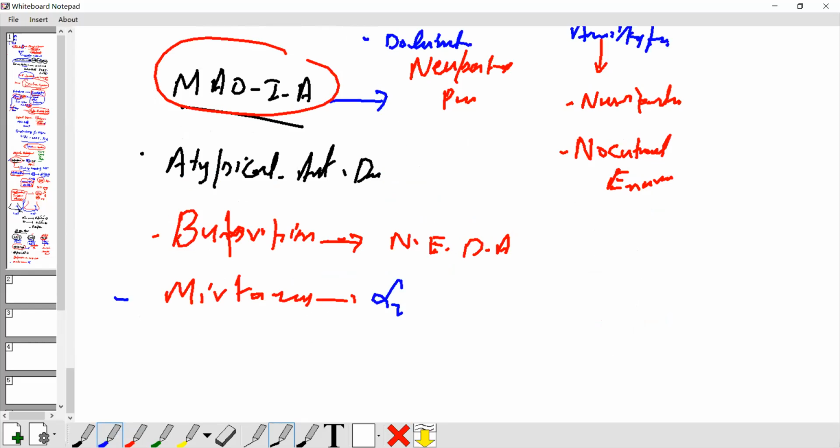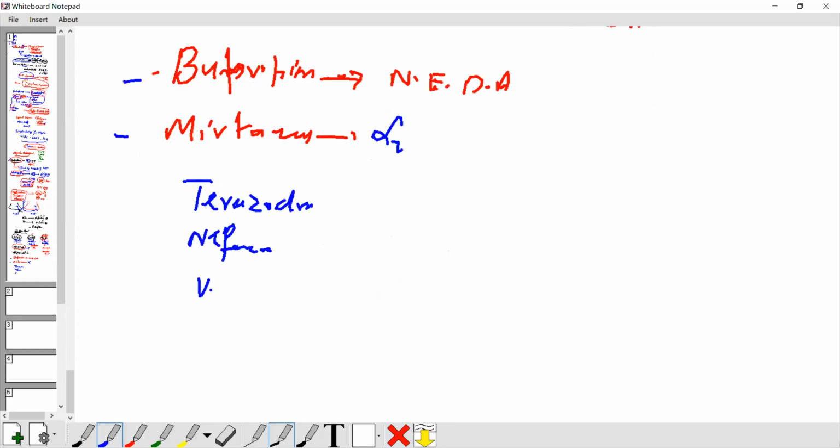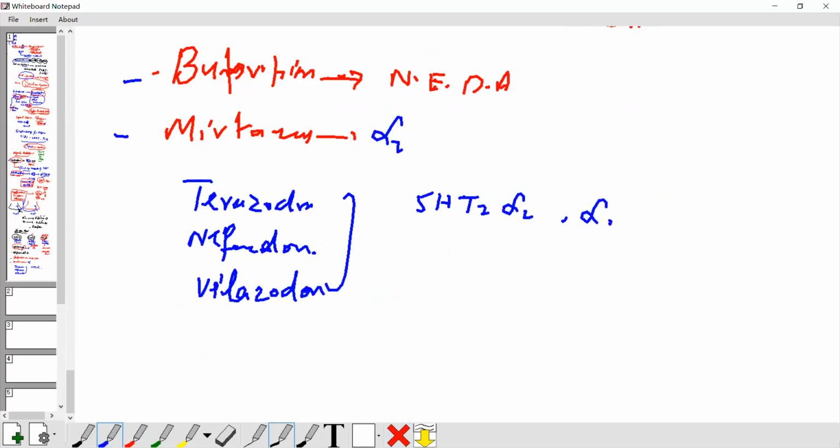Mirtazapine. Okay, and the next group, the done family: trazodone, nefazodone, and vilazodone. These drugs attach to 5-HT2, alpha 2, alpha 1, and histamine 1. Okay, the important side effect to keep in mind is priapism.